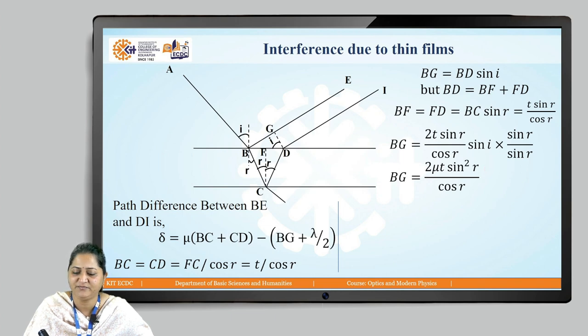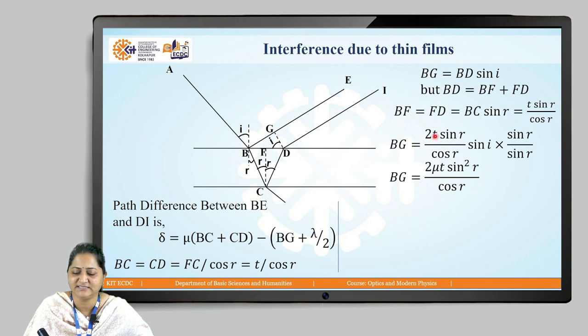So, BF plus FD, 2 into this, that is 2 into T sin R upon cos R into this sin I. Now, in this expression I want to add mu, so I will multiply and divide by sin r. Then this sin I by sin r is nothing but mu, that is the refractive index. So, we can just replace this sin I by sin r as mu in this equation.